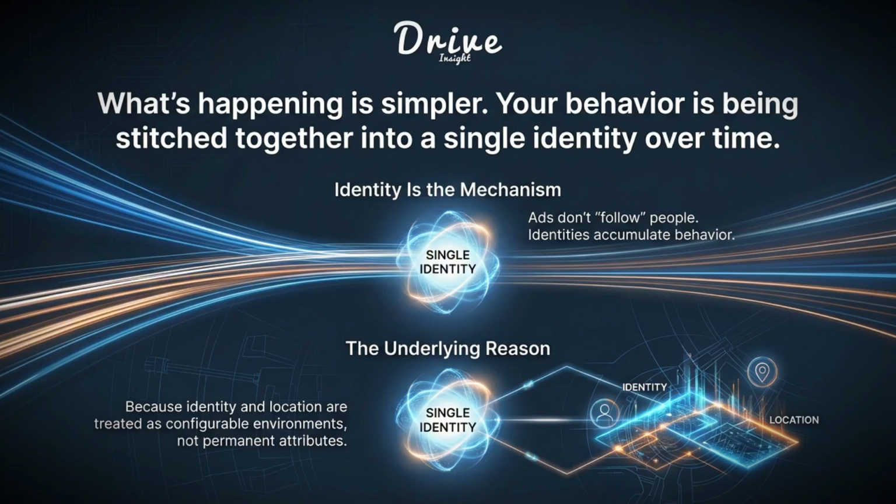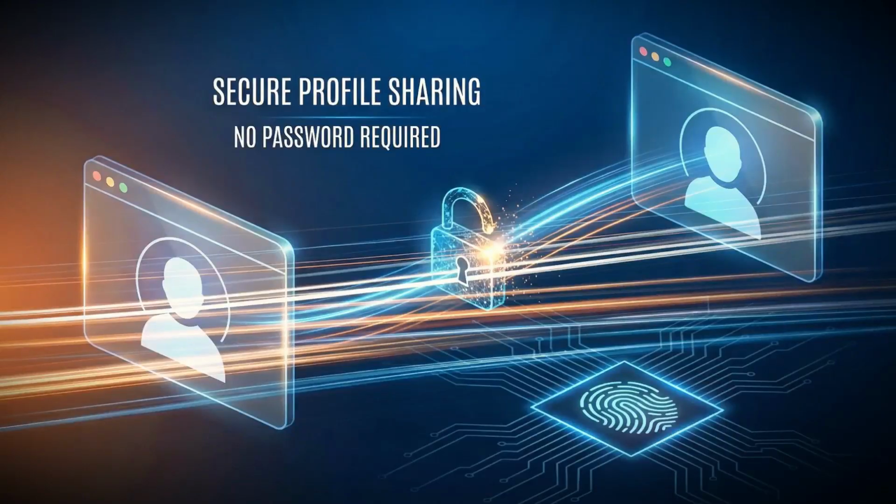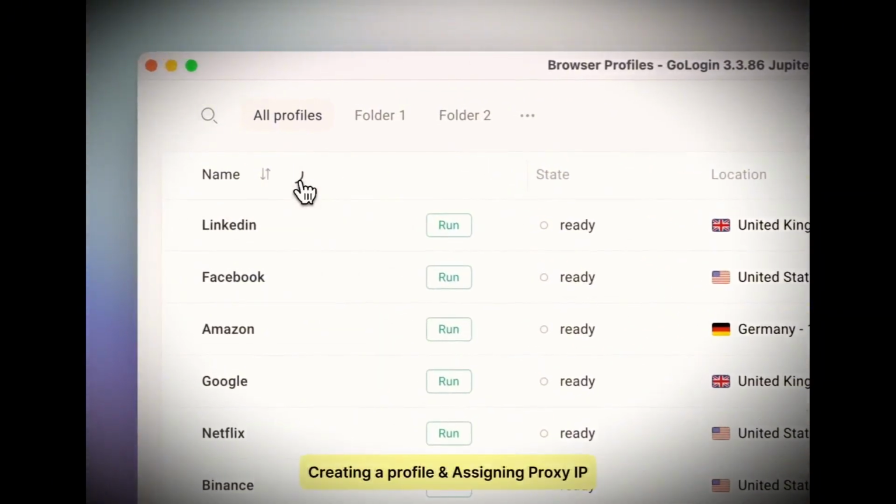When people hear the term anti-detect browser, it's easy to misunderstand what that actually means. You control your identity with it, your location, and your environment, so your behavior doesn't automatically stitch together. This same isolation layer is also why tools like GoLogin can access region-restricted content, because identity and location are treated as configurable environments, not permanent attributes. For teams, this is why professionals don't log in and out of accounts on a single browser. We tend to use a separate environment per profile. It's also why teams tend to share browser profiles instead of passwords, so access doesn't distort identity or contaminate audience data.